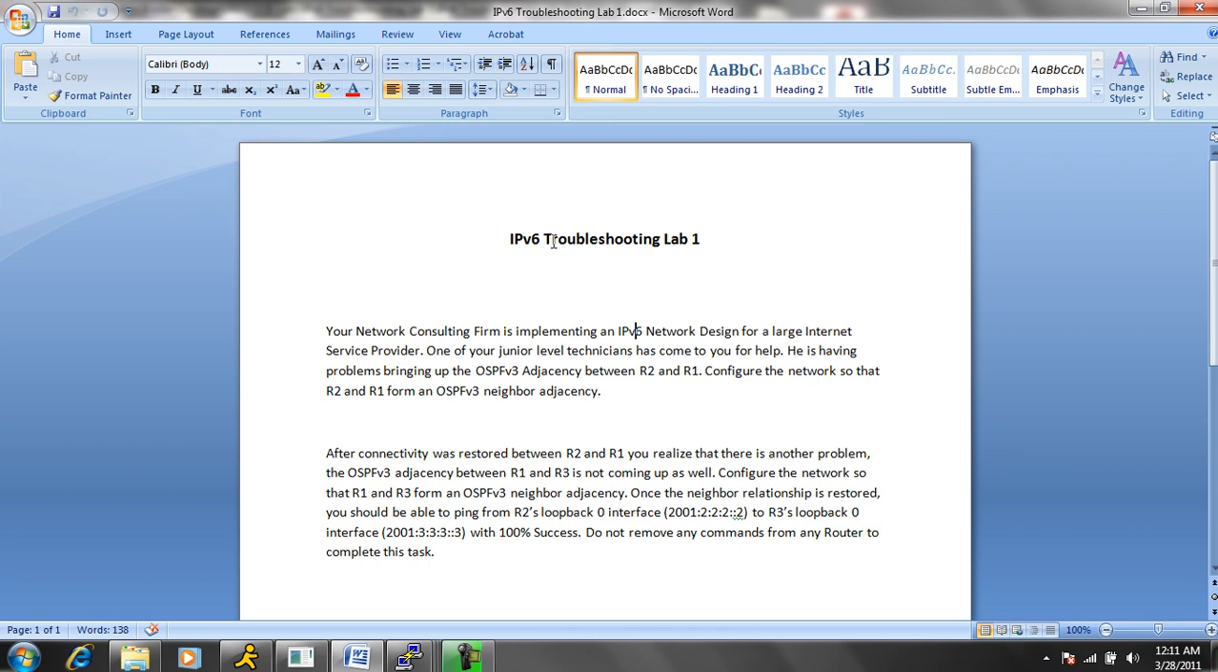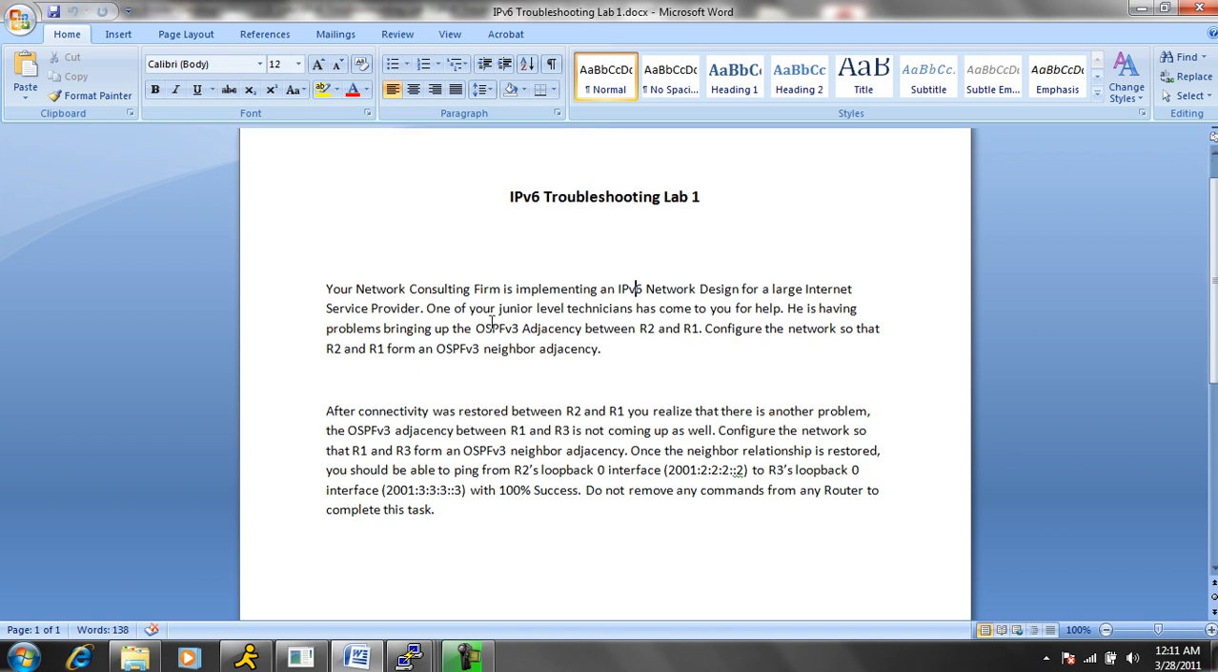The first ticket reads that your network consulting firm is implementing an IPv6 network design for a large internet service provider. One of your junior level technicians has come to you for help. He is having problems bringing up the OSPFv3 adjacency between R2 and R1. Configure the network so that R2 and R1 form an OSPFv3 neighbor adjacency.